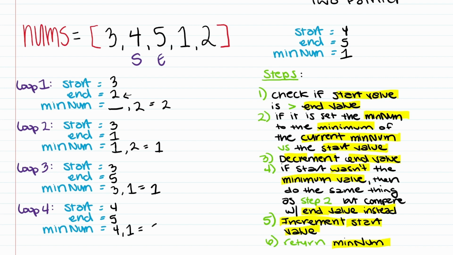And obviously 1 is smaller. So what are we going to do? We're going to return our 1 value. And we're done. And that's our answer. And that's how we'd solve with the 2-pointer technique.